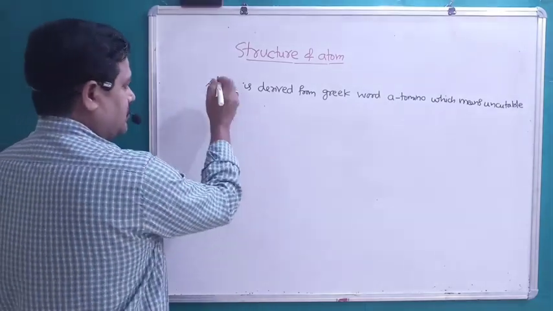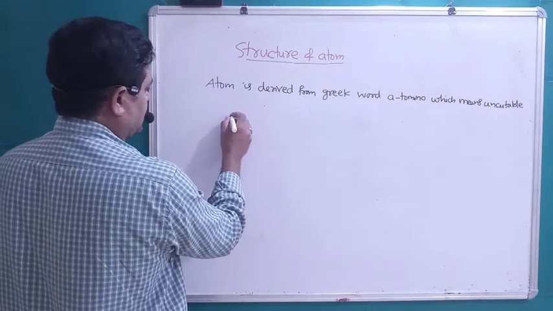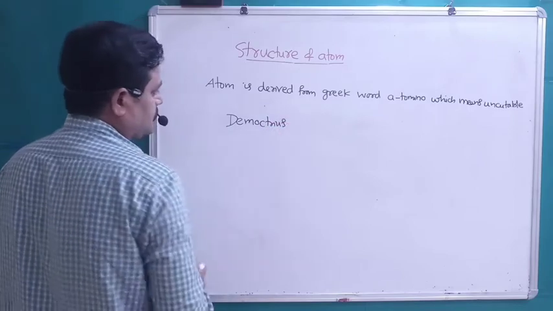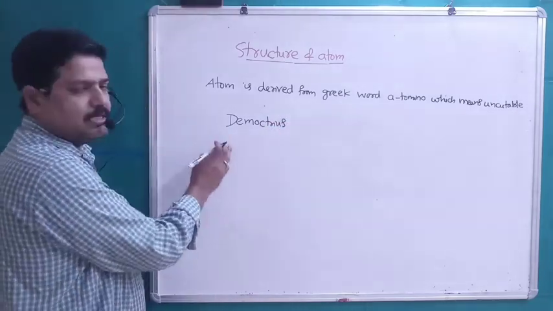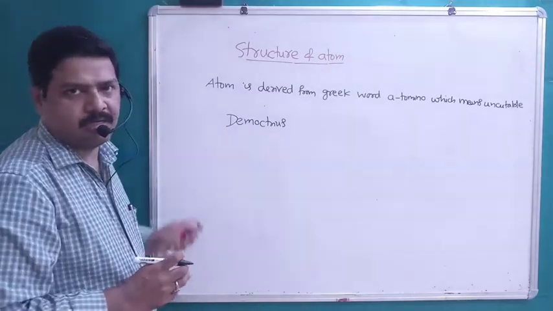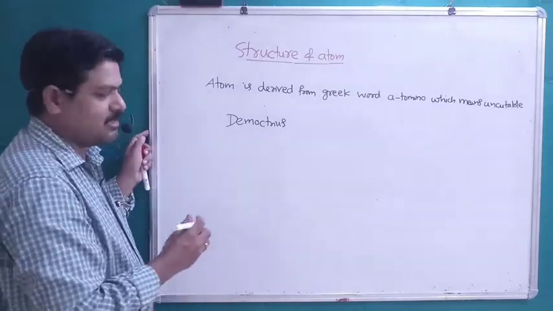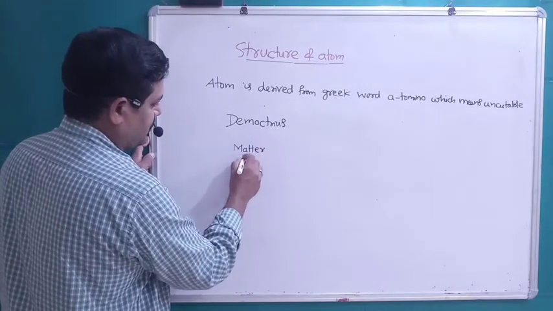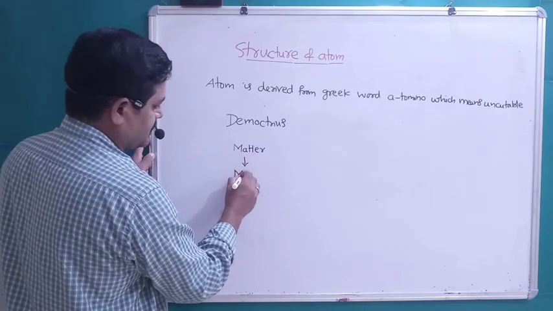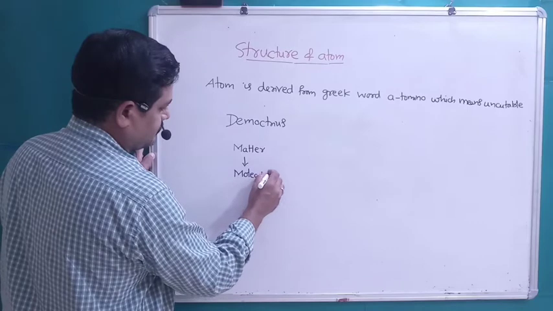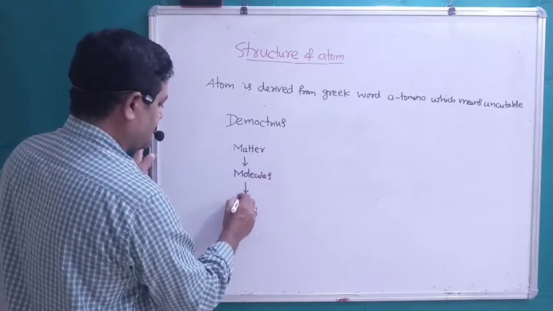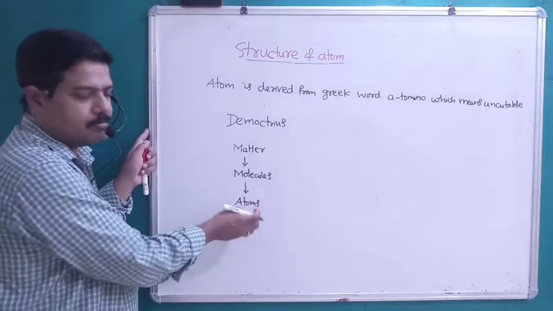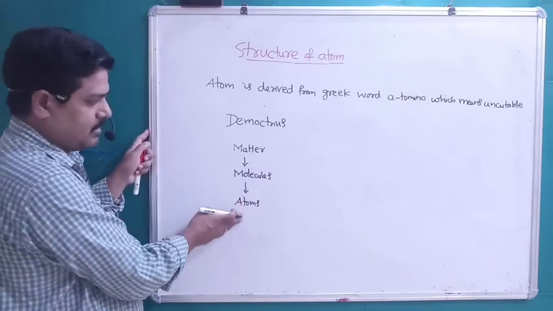The first time the word atom was coined by a Greek philosopher, his name is Democritus. So Democritus in the ancient time was a Greek philosopher. He gave the first theory regarding matter. Every matter of the universe is made up of molecules, and the molecules can be further divided into atoms. But atoms are indivisible. Atoms cannot be further divided into smaller particles, right?